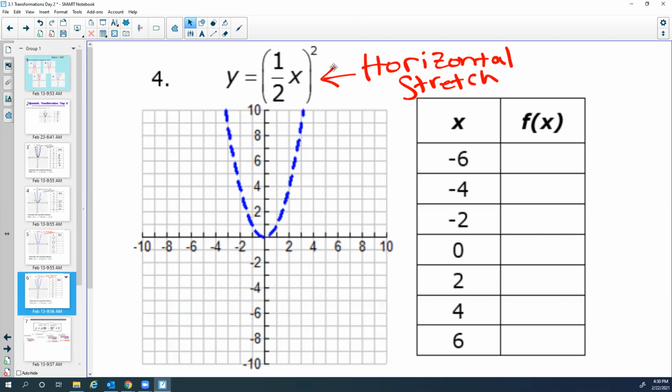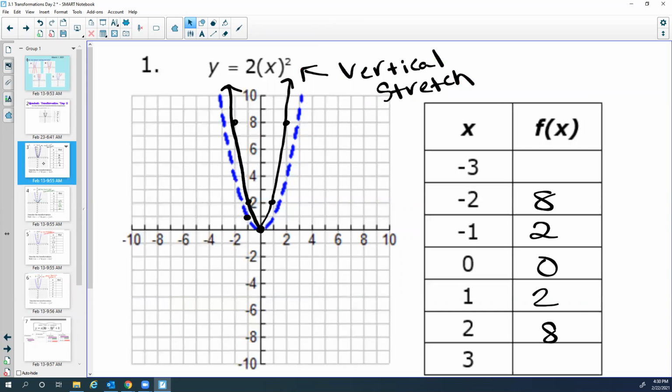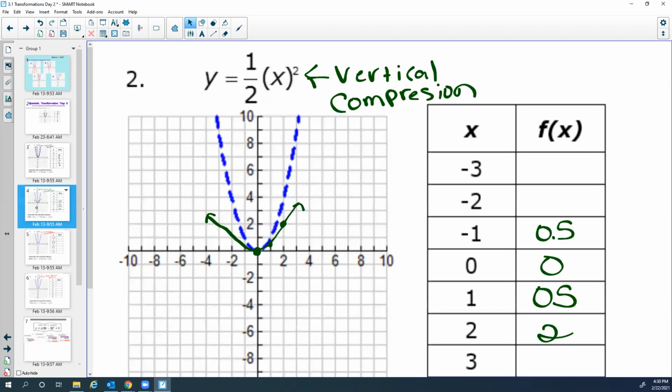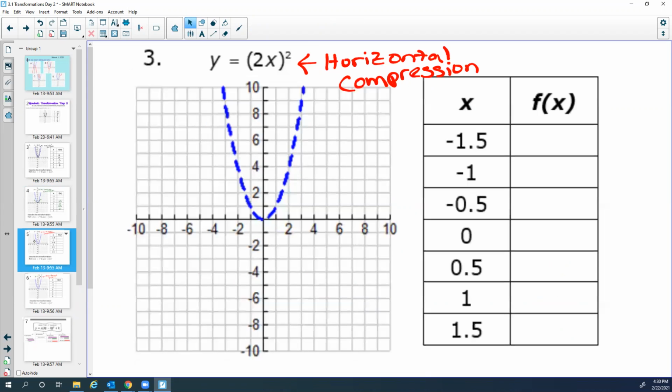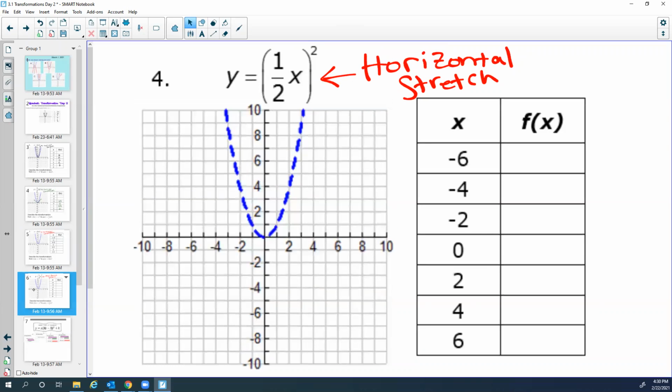Now, if you want to know it based on the equations, for a vertical stretch, if your coefficient is bigger than 1, it's a stretch. If your coefficient is less than 1, if it's a fraction like that, that's a compression. If it's a compression horizontally, it's inside the parentheses and bigger than 1. If it's inside the parentheses and less than 1, then it's a horizontal stretch.